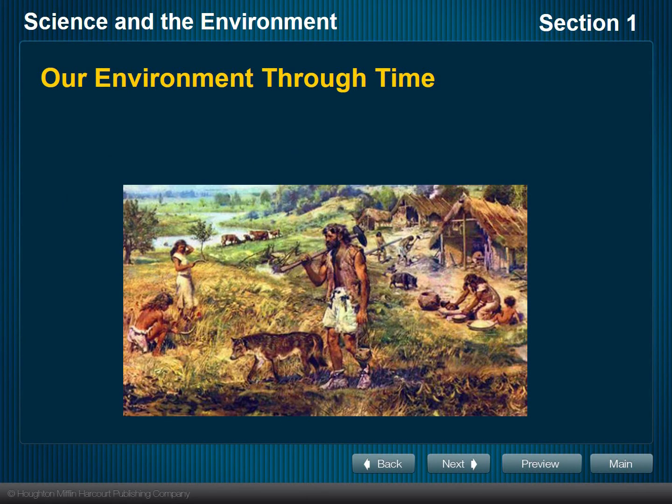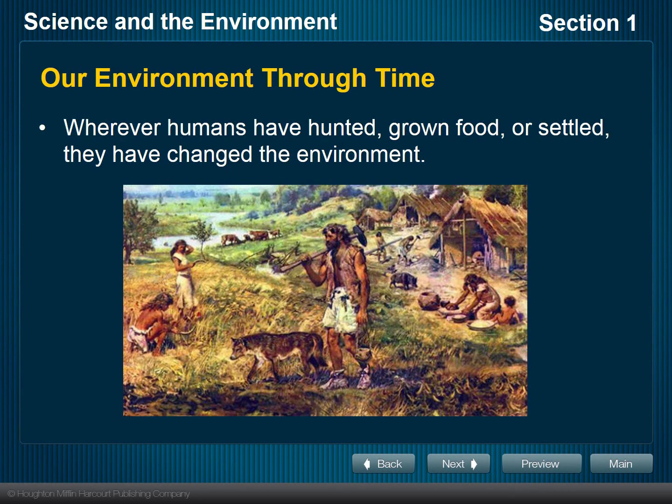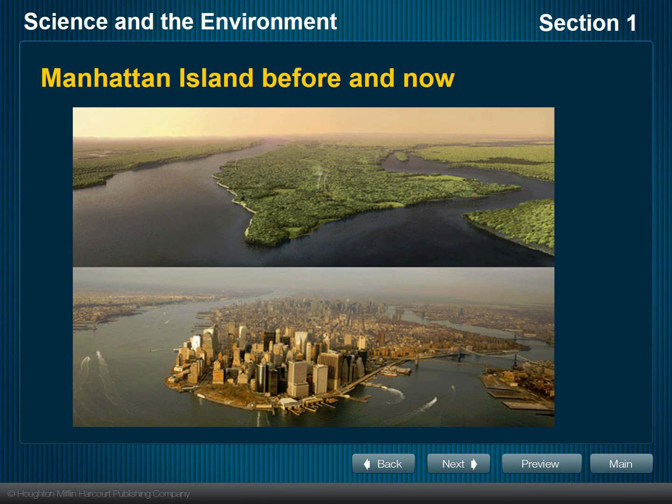The Earth's environment has changed through time. Whenever humans have hunted, grown food, or settled, they have changed the environment. Take Manhattan Island as an example. The environment changes that occurred on Manhattan Island over the past 300 years have been immense, as you can see in the picture.